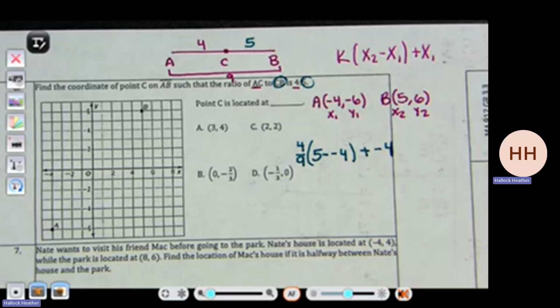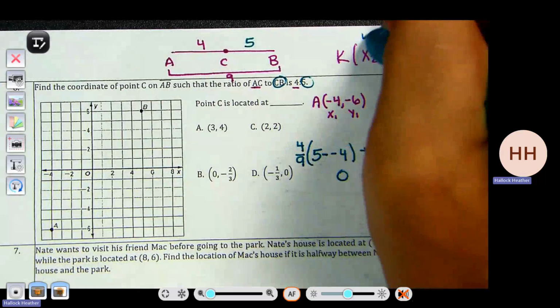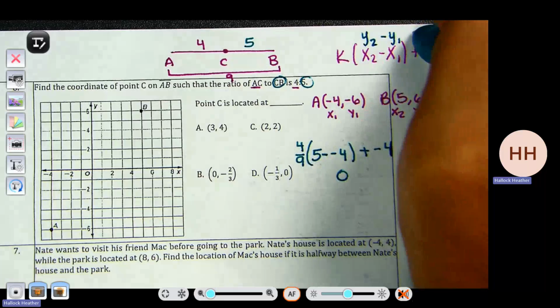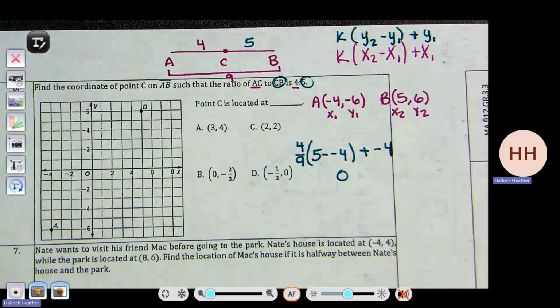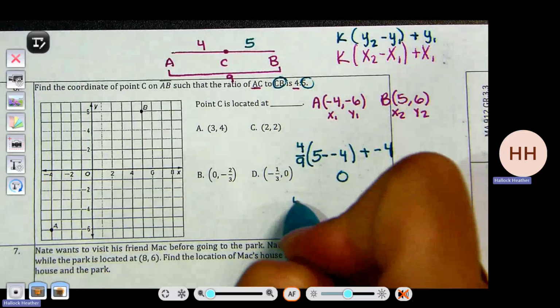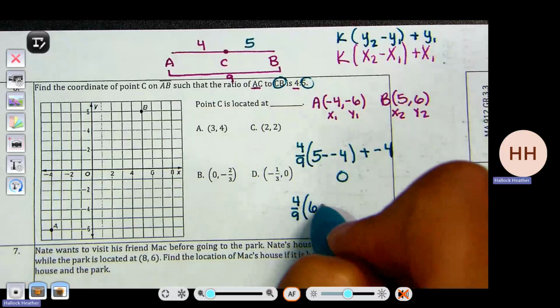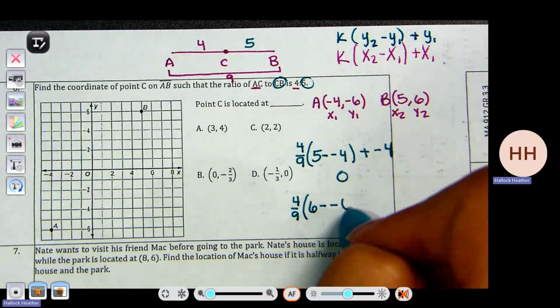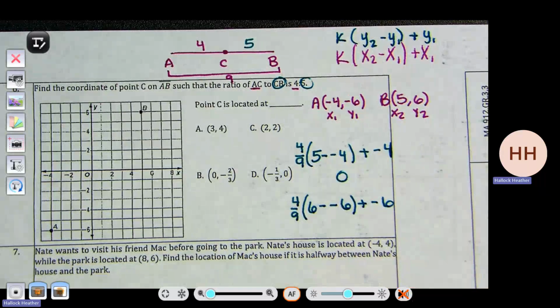When you type this into Desmos, you should get 0 for x. We do the same thing for y. The only thing is it's y2 minus y1, and then you're adding y1. K is still in the front. You just have to do the y values. So we're going to do 4/9, and we're doing y2, which is 6, and we are subtracting y1, which is -6. And I'm adding where I started, which is adding -6 in the back. When you type this into Desmos, let me pull it up.